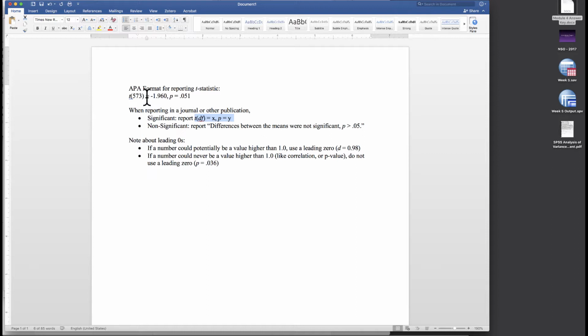And then equals. Now, usually we put a space between the parentheses and the equal sign, and then another space between the equal sign and the negative. And so you'll report the t statistic, a comma, space, and then p. Remember, the p value should be in italics, and then another space, the equal sign, a space, and then the p statistic. Okay, so if I have a significant finding, this is the format I would use. But notice here that 0.051 is not significant.